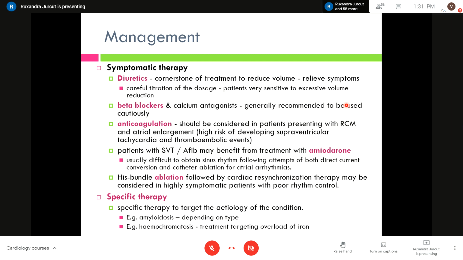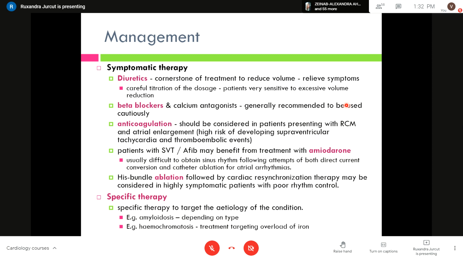As I said, most of these patients with large atria, they get in the evolution atrial fibrillation, so they need anticoagulation. And if you can stop arrhythmias, you need to do it, because they don't tolerate it very well. Usually it's not easy to keep them in sinus rhythm, but you try, and you use either amiodarone or the direct cardioversion with electric shock. And you can also use ablation, for example, if the rhythm control is poor.